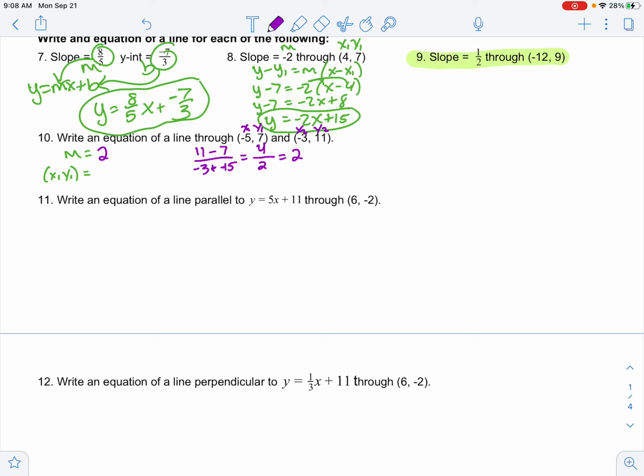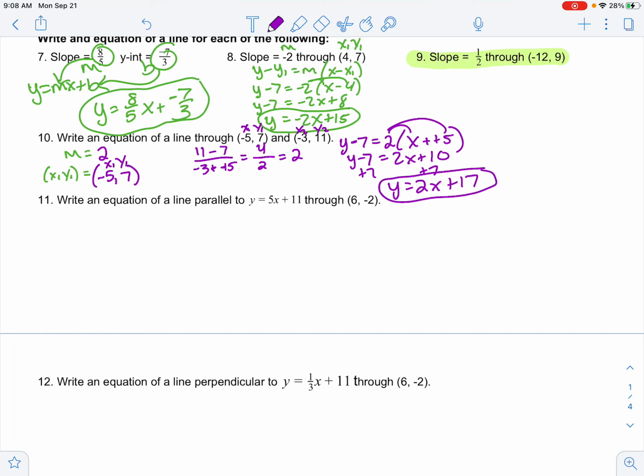Now, it does not matter which point you use. I normally use the one with smaller numbers. For this one, it doesn't make much of a difference, so I'll just use my original x1, y1, which is negative 5 and 7. So I have my m, and I have my x1, y1. Now we can use point slope form. So we have y minus 7 equals 2 times x minus minus 5. I'm going to bam that, distribute my 2, and then add 7. So my equation of the line is y equals 2x plus 17. There's your equation.